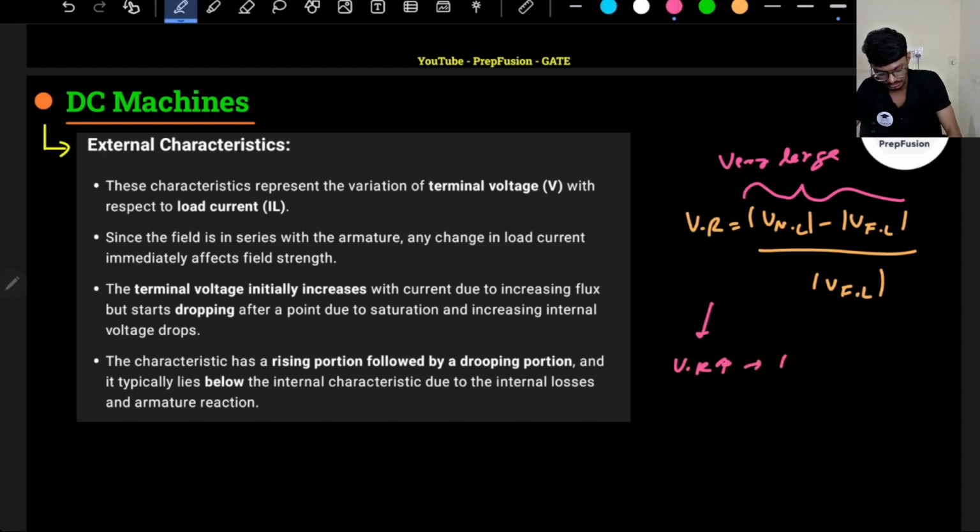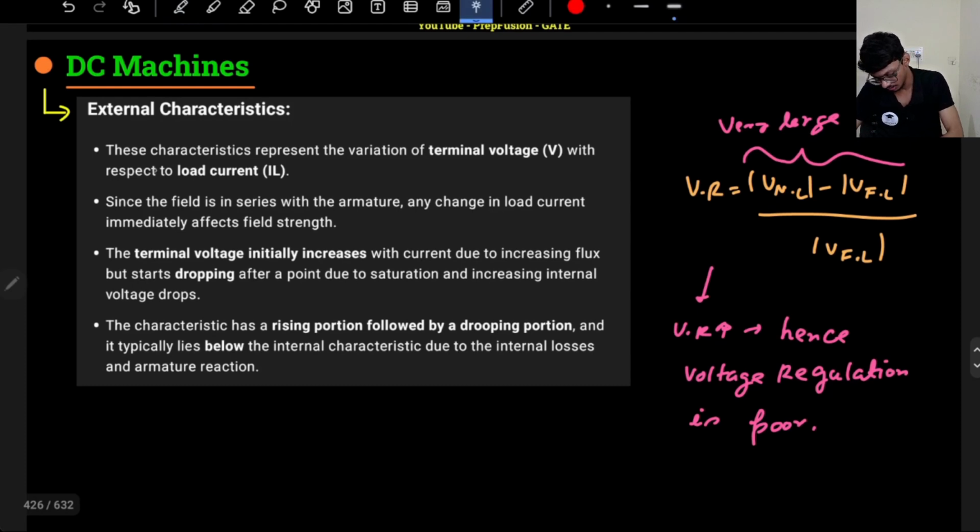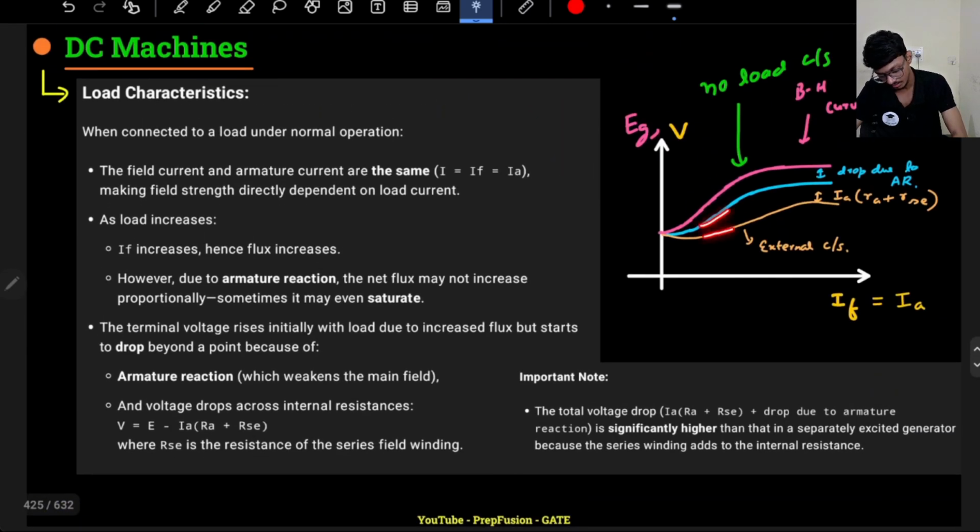Hence the voltage regulation is poor. These are a few important things that you have to understand. These characteristics represent the terminal voltage and load current. Since the field is in series, any change in load current immediately affects the field strength. The terminal voltage initially increases with current due to increasing flux, but starts drooping after a point of saturation and increase in internal voltage. Initially it will increase slightly, but it will start drooping because the armature reaction will be much higher.